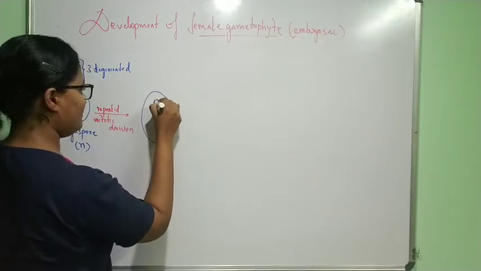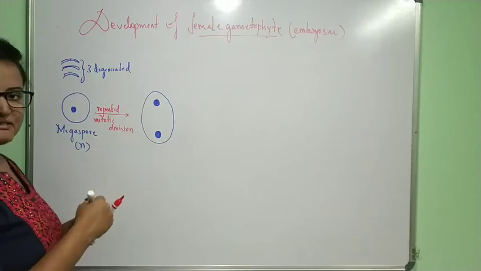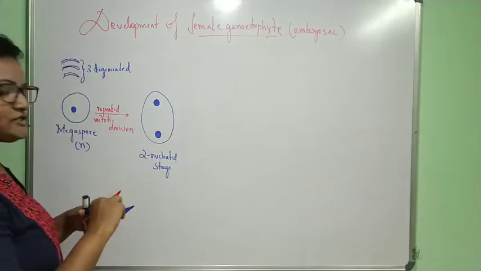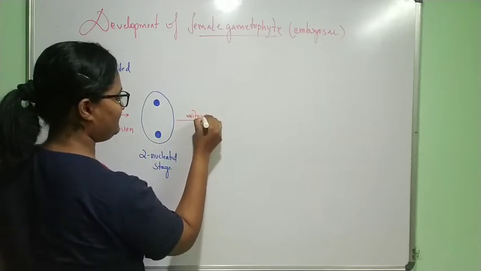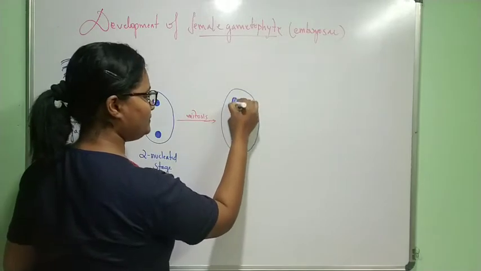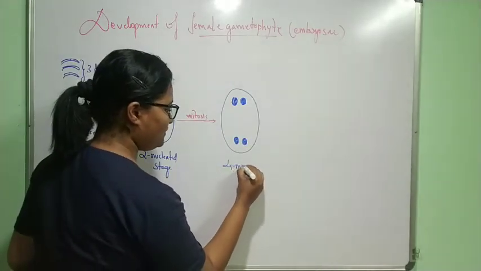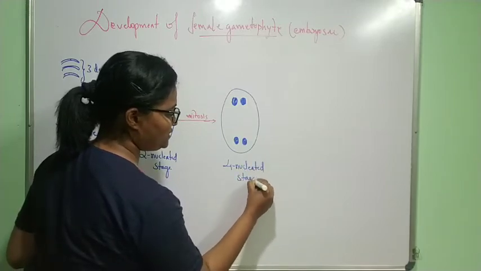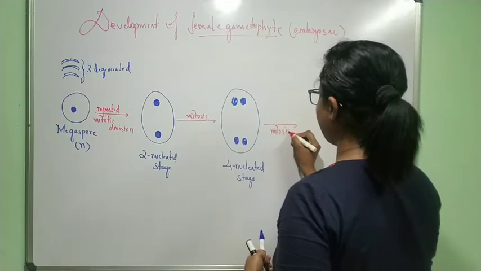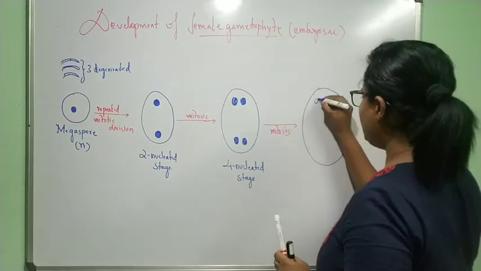In the first division, they form 2 nuclei which go to different poles or ends. This is the stage we call the 2 nucleate stage. Next, again there is mitotic division, and each nucleus divides into 2 at the respective ends, and this we call the 4 nucleate stage. Still there is no cytokinesis, only karyokinesis is taking place. Next is again mitosis. How many nuclei will it be? Yes, 8 nuclei.